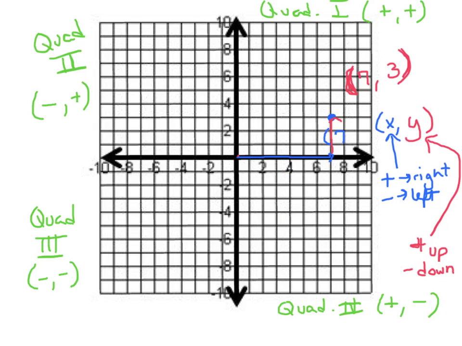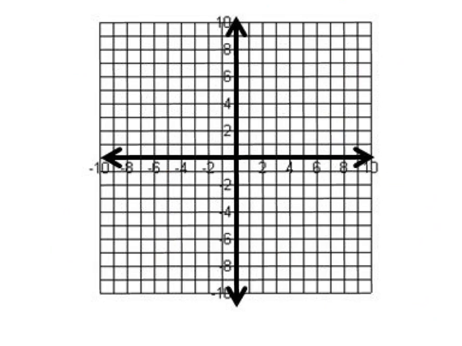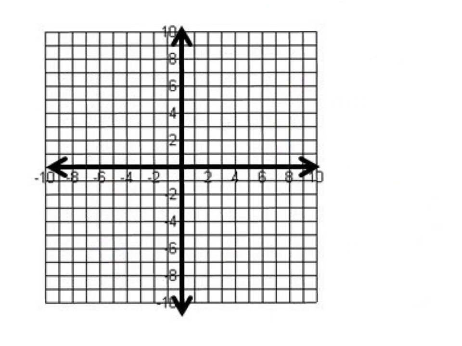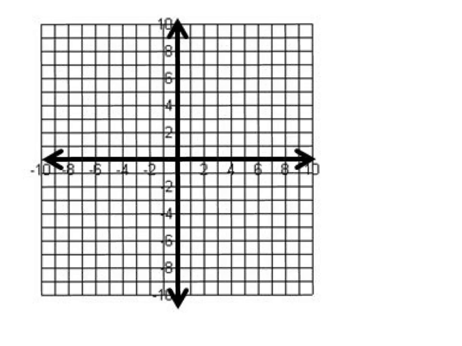So this is how I would plot points, by counting how far left or right, and then how far up or down. If I were to give you, say, the point, let's move this over. If I wanted to know where the point -3, -6 is, this would tell me I would go over -3 and I would go down 6. So right here would be point A.